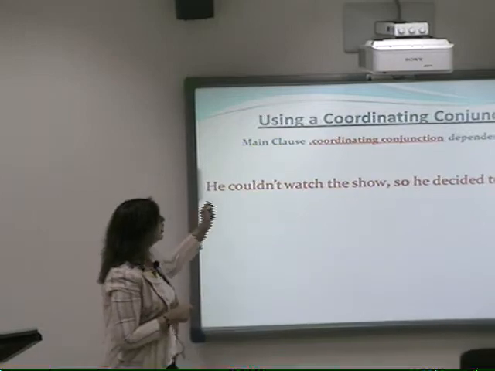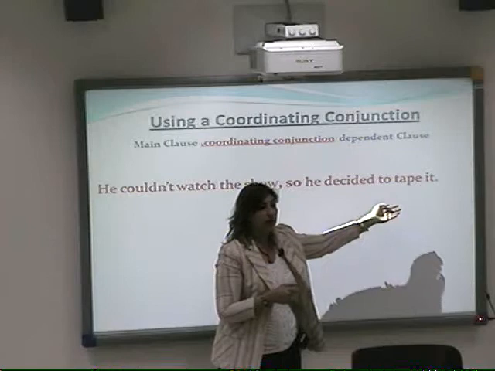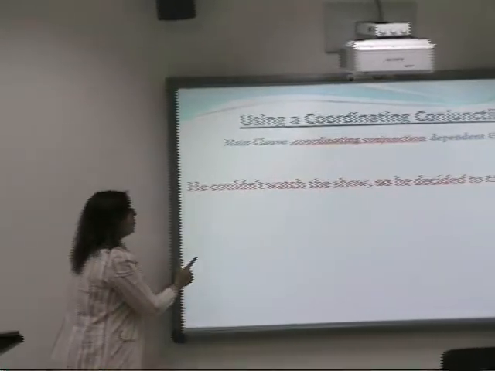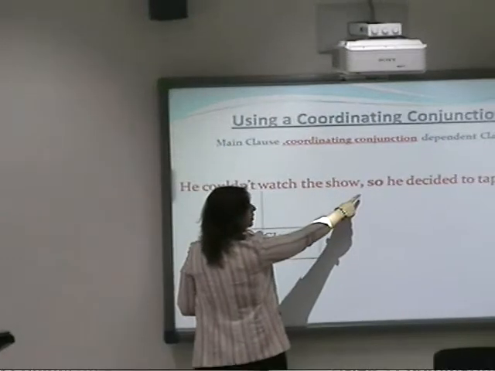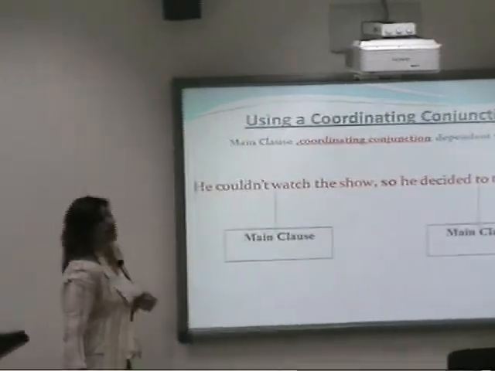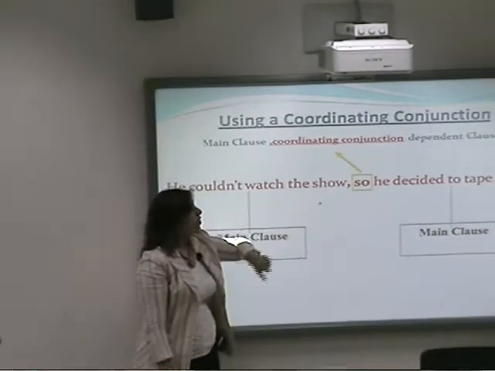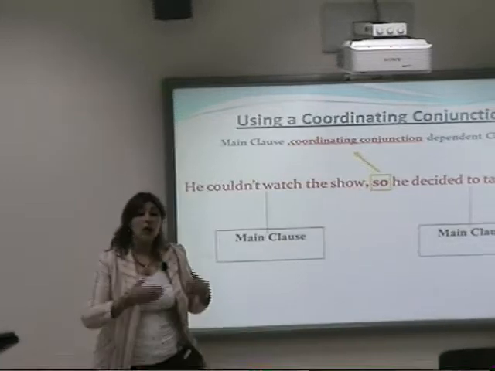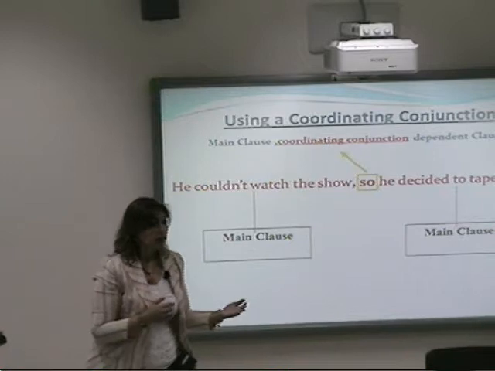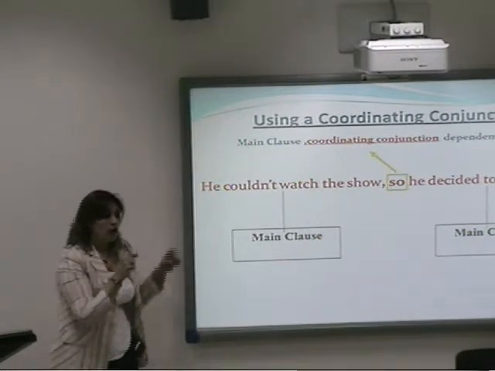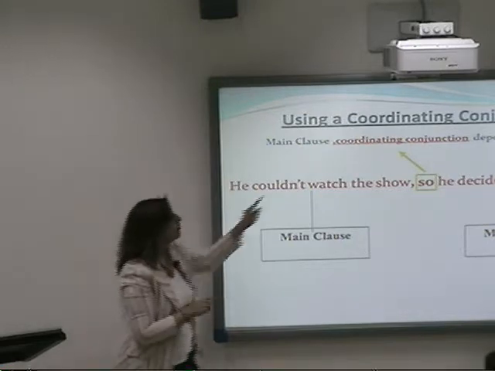Let's see this. He couldn't watch the show. So, he decided to take it. Where is the main clause here? The first one. Followed by so, and where's the main clause? The other main clause. And this is how we join them. So gives a result. So, now we can join using another type or third type of coordinating conjunction.